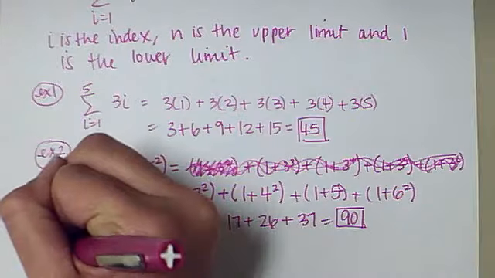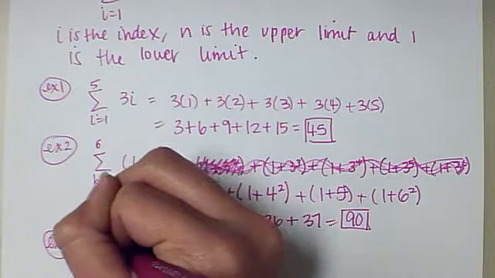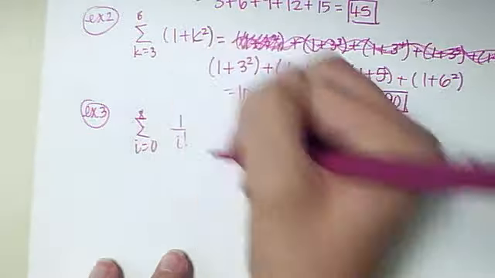Let's do another example. Again, I apologize for that mistake. The summation of i equals 0 to 8. This time I'm starting at the 0 term and going all the way to 8 of 1 over i factorial.